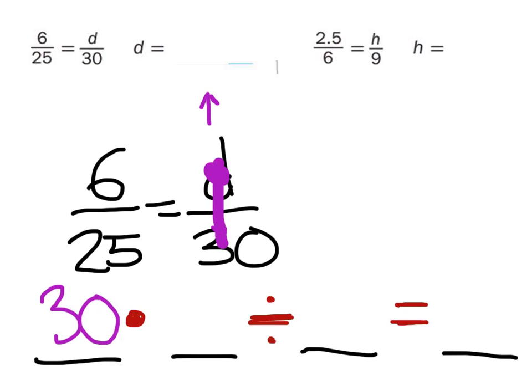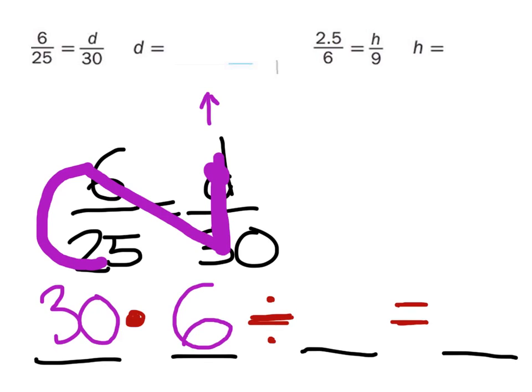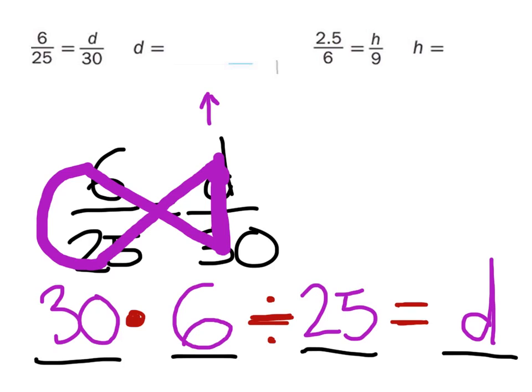So we went down. Then you cross over diagonally to the 6. That's where the next one goes, 6. Now we come back down to 25. Then we cross back over up to a D. See that D? And then you just solve this.